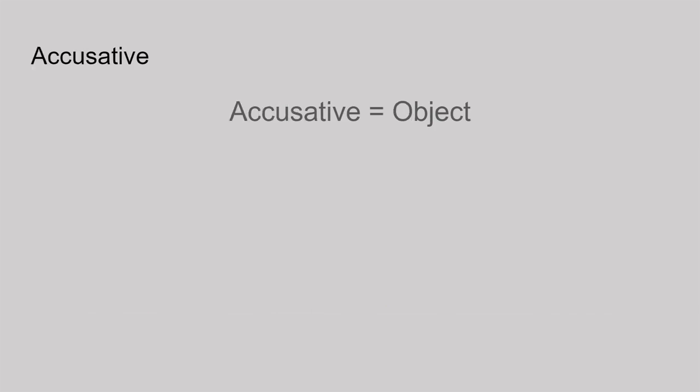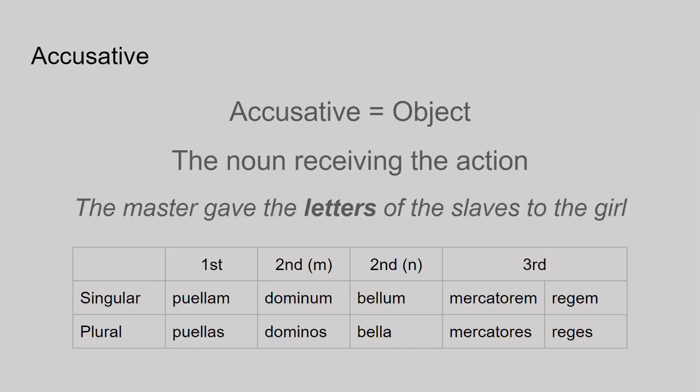The accusative is the noun which receives the action. Now this noun cannot be in charge of the action, so make sure you don't ever put puellam as the subject in your translation. In this example, the master gave the letters of the slaves to the girl. The letters are the object because they're being given.